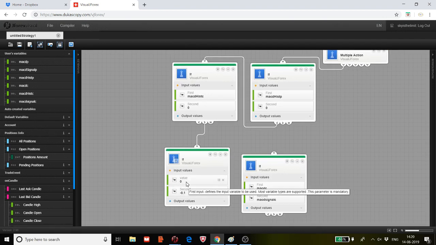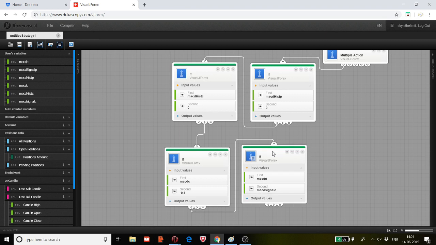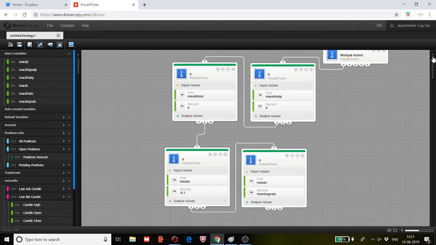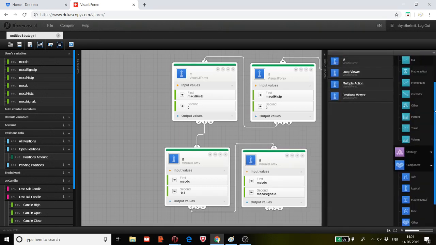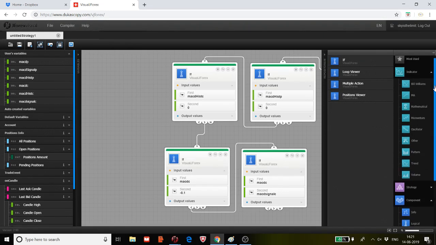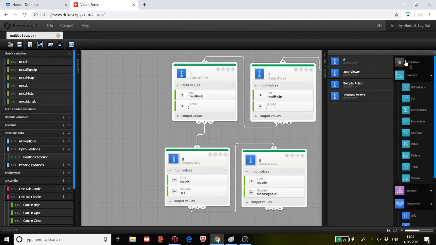And for crossovers, the next strategy will check that MACD current value should be below minus 0.1. First input should be less than second. And then it will look for a crossover. And now we need a pending, open at market block.